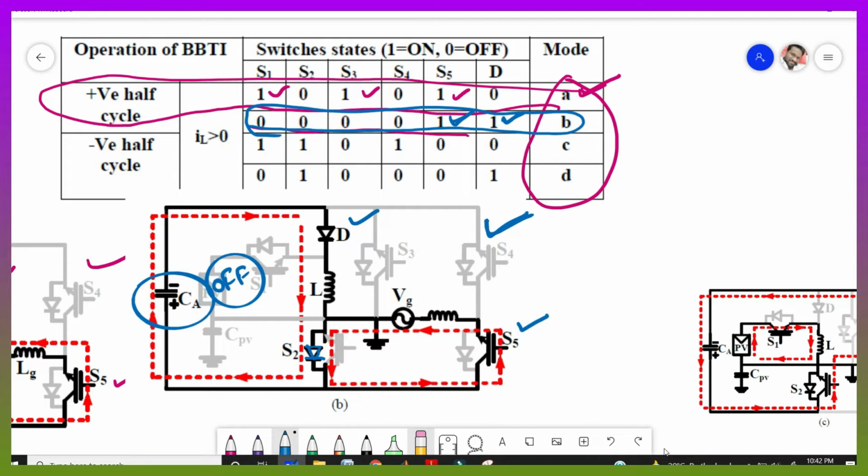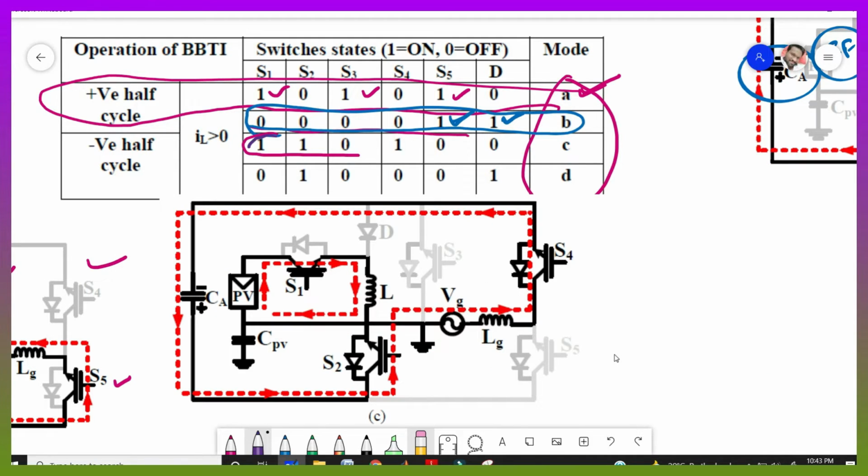And coming to mode 3, nothing but mode C. Here switches S1, S2 and S4 are on. Means S1 is on, S2 is on and S4 is on. The current flow is like this. This is the inner path: solar panel, switch 1 and inductor. And the outer loop is like this: this grid through inductor and switch S4, goes to this auxiliary capacitor and goes to switch S2. These are the 2 paths in mode 3.